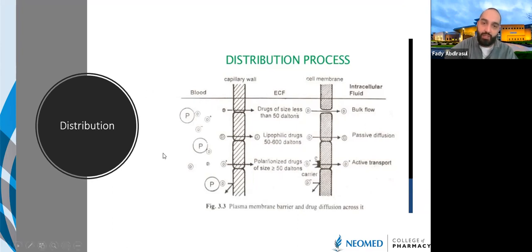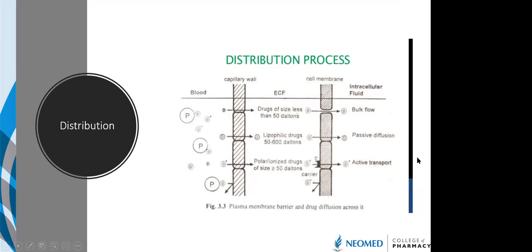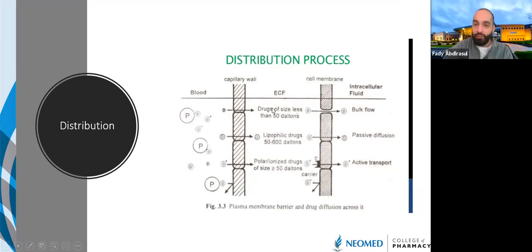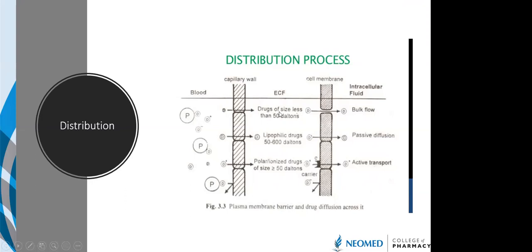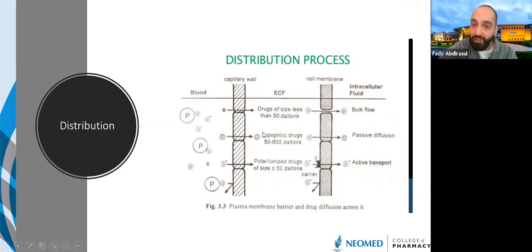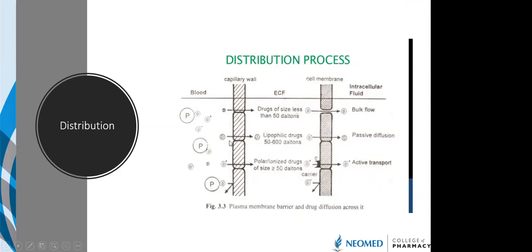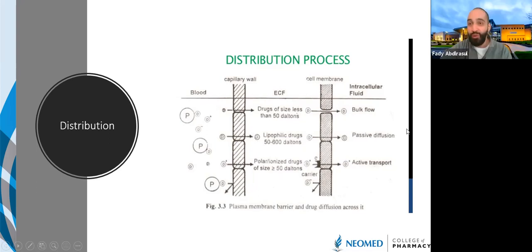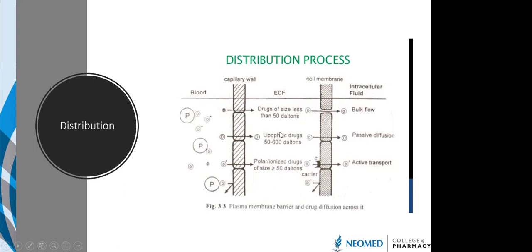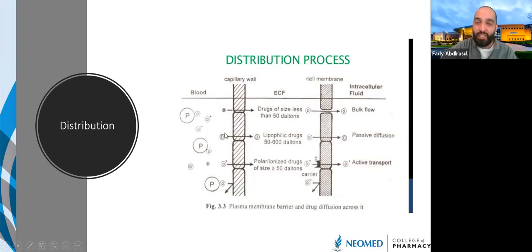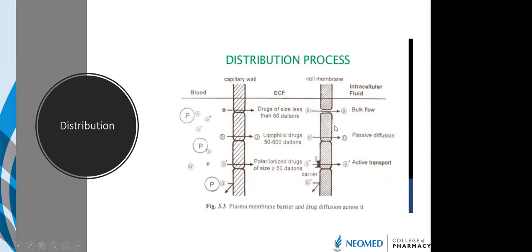So this is the blood right here, the extracellular fluid, the intracellular fluid. The smaller the drug is, the easier it passes through. Drugs of size less than 50 Daltons will be much easier to pass through and go into the cell. Drugs that are lipophilic, so fat-loving, actually pass through the cell membrane much easier. Why is that? Remember from your biology classes that the cell membrane is mostly made up of a lipid layer. So drugs that are lipophilic tend to pass through the cell membrane much easier and get into the cell.